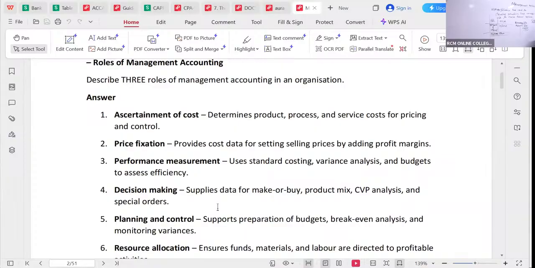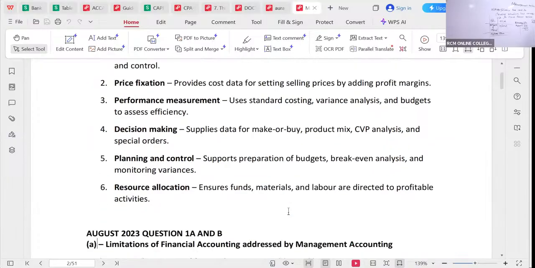We have decision making, supplies data for make or buy, product mix, CVP analysis and special orders, planning and control, supports preparation of budgets, break even, and don't worry about those big terms. You'll be able to capture them as we move on with the syllabus. And the monitoring of variances, resource allocation, ensures funds, materials, and labor are directed to profitable activities.